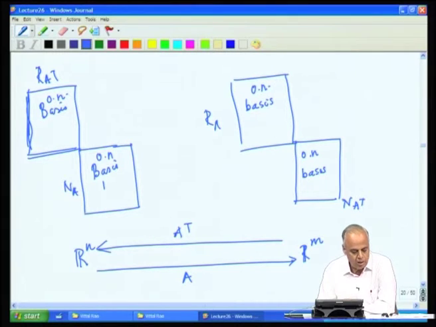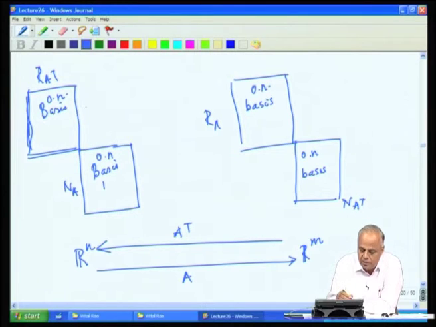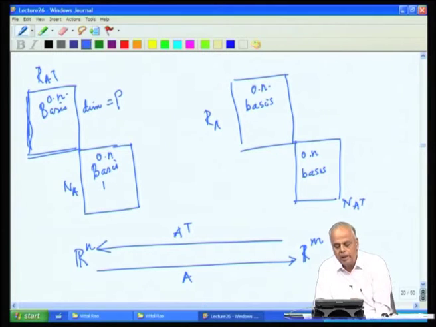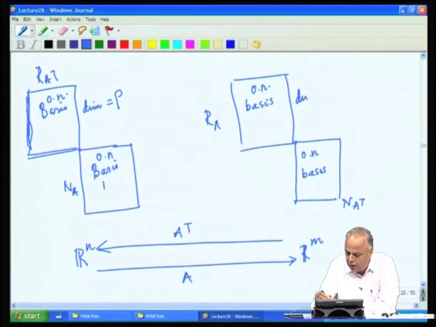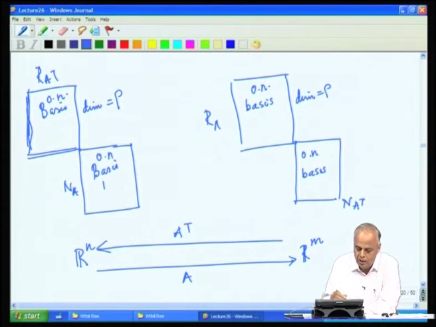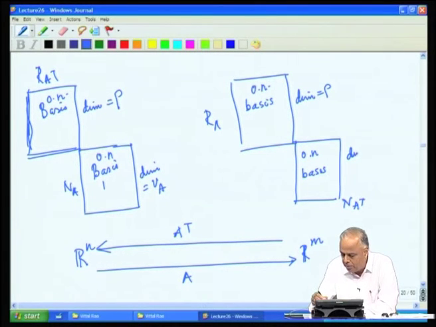And notice that because the dimension of the range of A transpose is equal to the dimension of the range of A, or the rank of A transpose is the rank of A, R A transpose and R A have the same dimension, which we will call rho. Now, since rho A equals rho A transpose, we will not put the suffix, we will simply call it rho, the rank of the matrix, and the dimension here is also rho. The dimension here is the nullity of A, and the dimension here is the nullity of A transpose.